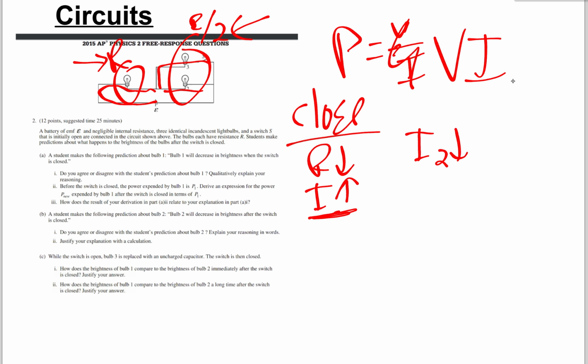Okay, so we're getting less voltage, right? Before we switched it, I2 and I1 had the same voltage. Afterwards, the V is going to decrease, the I is going to decrease. This makes the brightness decrease, the power decreases. So the explanation is the current's getting split between 2 and 3, and the voltage is going to be less also, which causes a drop in power.